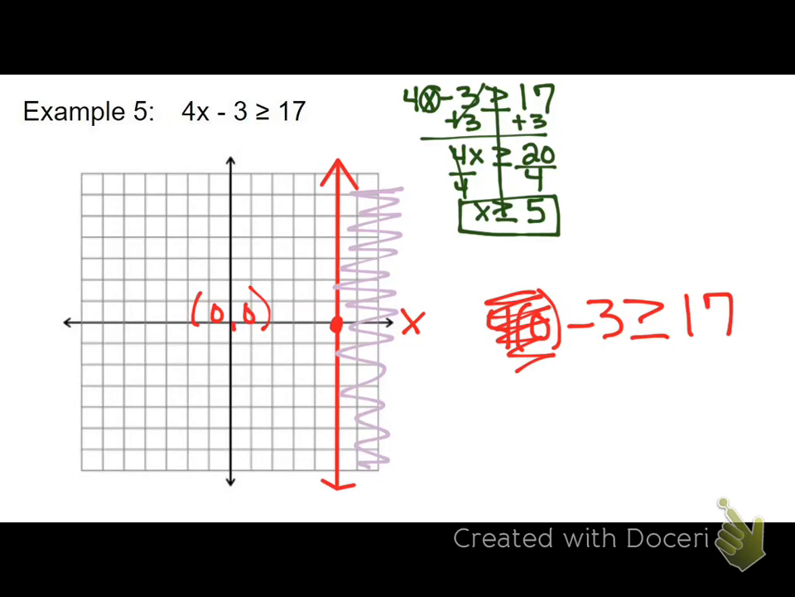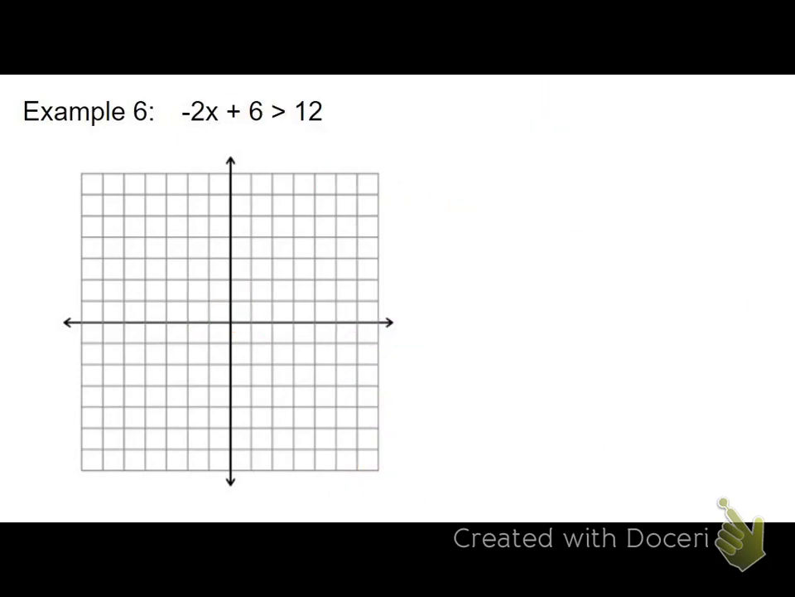Okay, do we have this down? All right, let's take a look at example number 6. So we have negative 2x plus 6 is greater than 12. So my first step says graph the boundary, which means we have to get the x by itself.